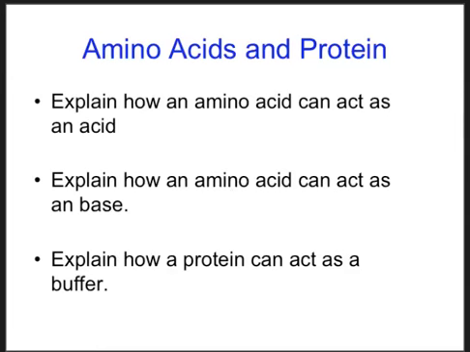Okay, what we want to look at next is to examine amino acids and protein a little bit and describe how it is that they can act as chemical buffers. So we'll look at how amino acids can act as acids and bases as separate entities, and we'll also look at how proteins can also buffer solutions.